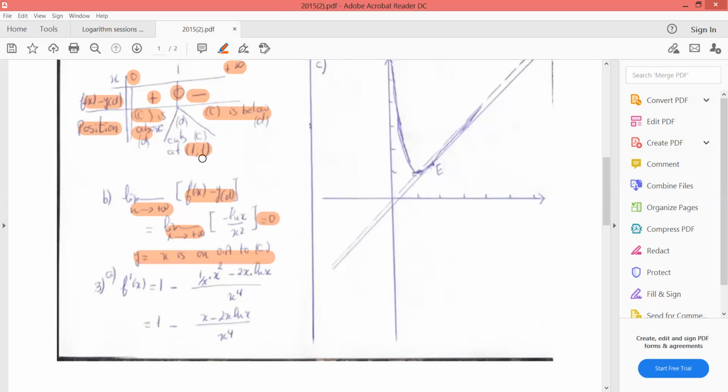So to prove the line y equal x is an asymptote, we determine the limit of f(x) minus y_D. This limit should be 0. Then y equal x is an oblique asymptote.